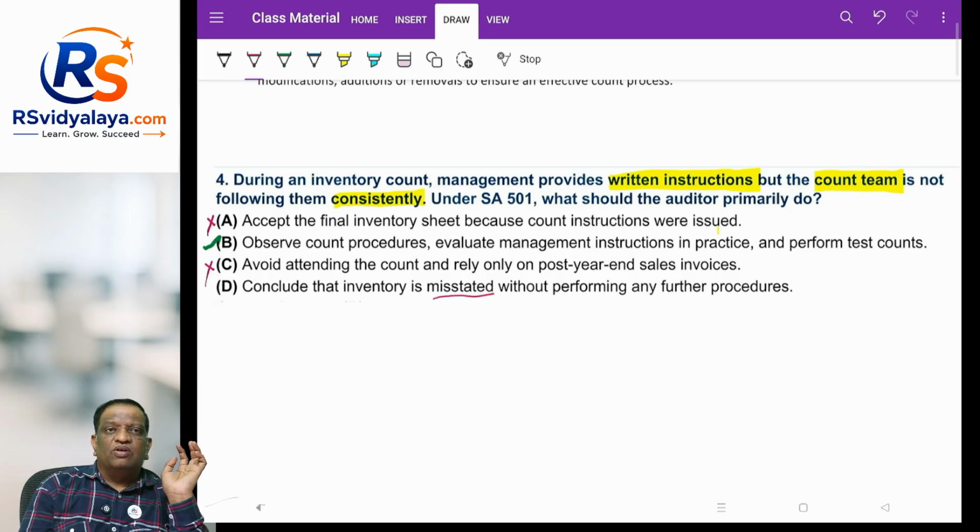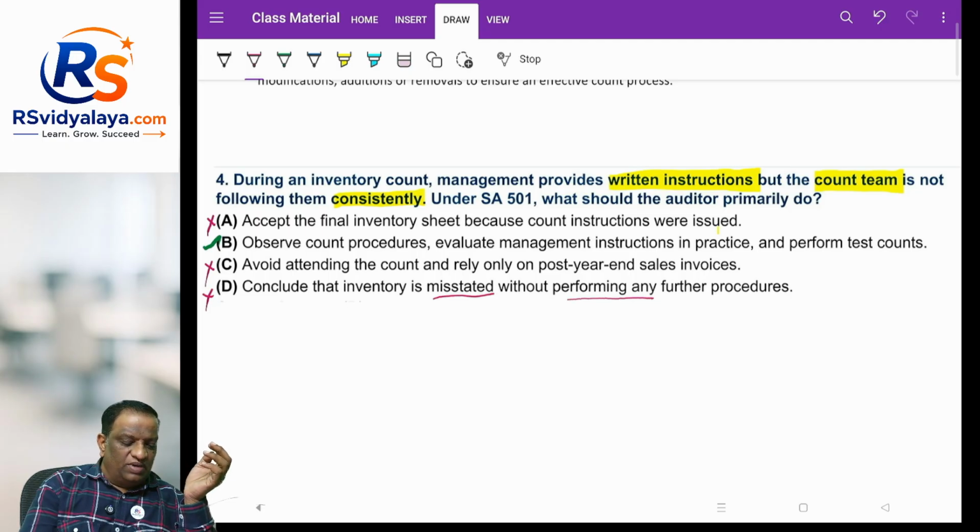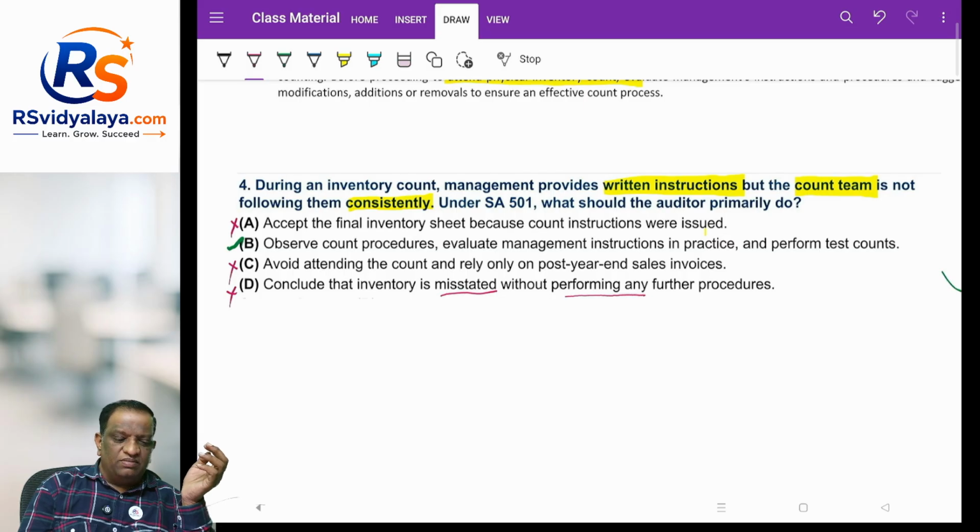Now how can you conclude it without proper evidence, without even performing any further procedures? As an auditor, for a right decision or a wrong decision, whether you agree with the client or you do not agree with the client, you must have sufficient appropriate audit evidence. So by eliminating, B would be your answer. Even if they are not following instructions, I must observe these procedures.